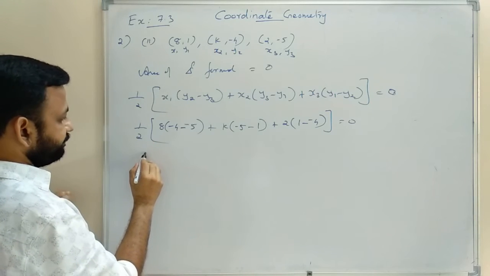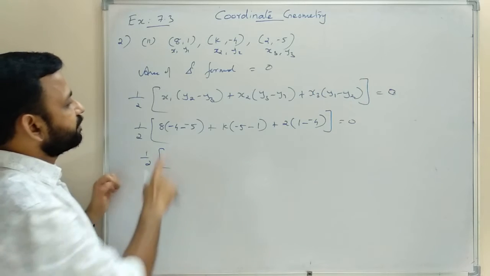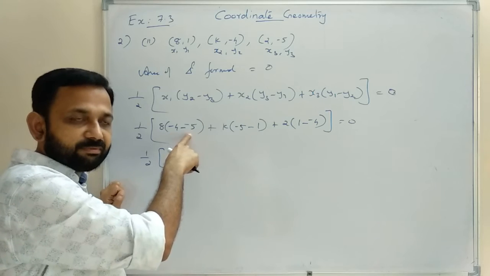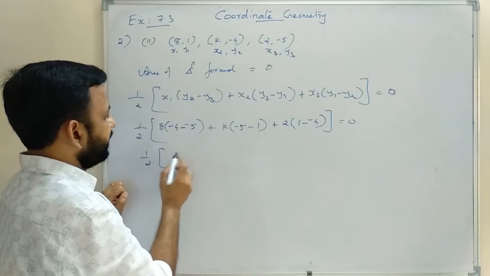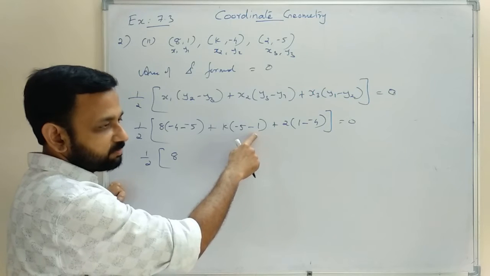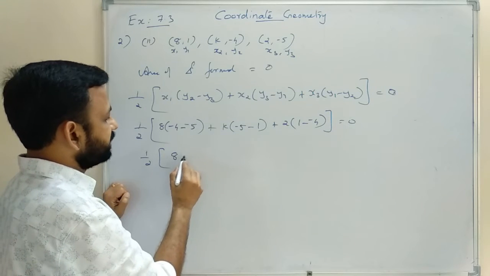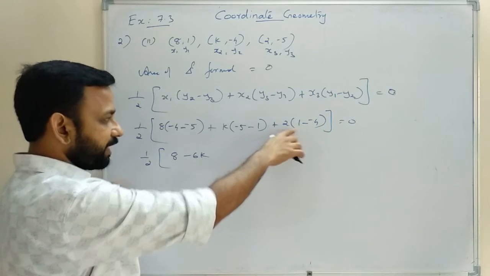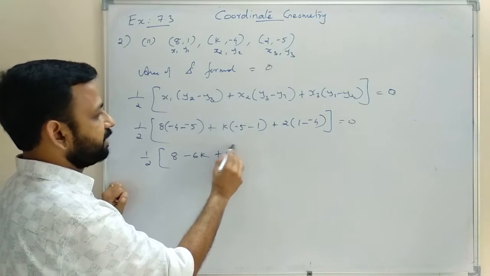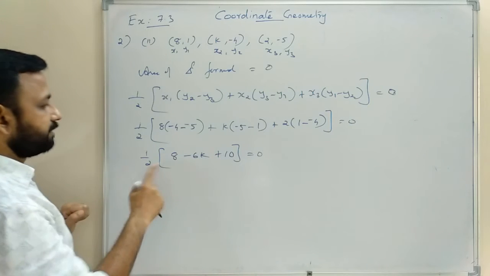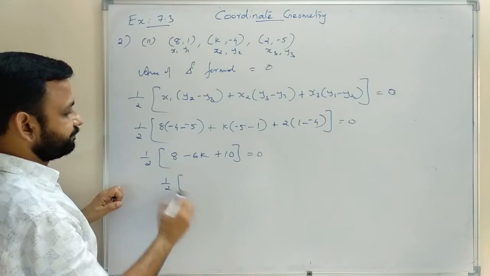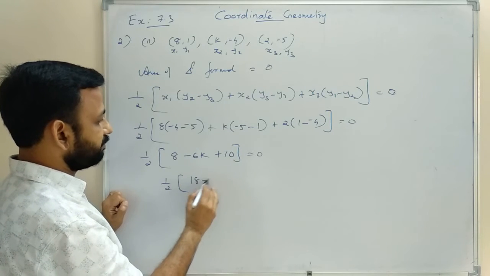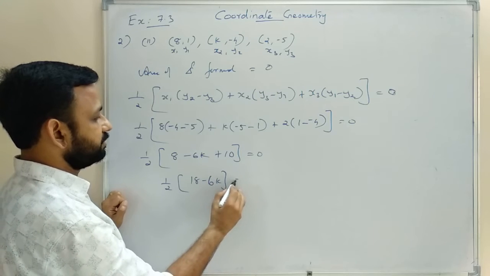Then 1 by 2 into minus 4, minus into minus is plus. So minus 4 plus 5 is equal to 1. Then 1 into 8, that is 8. Minus 5 minus 1, that is minus 6. Minus 6 into k, that is minus 6k. Then 1 plus 4 is equal to 5. 5 into 2 is 10. Then 10 plus 8, that is 18, minus 6k equal to 0.